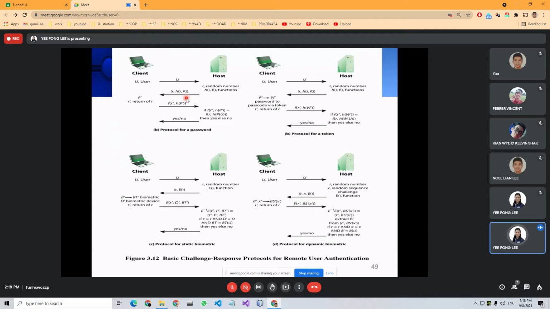So this provides a simple example of a challenge response protocol for authentication via password. You have to look at the users sending over, and then the host might store not only the password but also the hash codes, the hash codes and the functions. I will explain this part to you, so please refer to your diagram there.